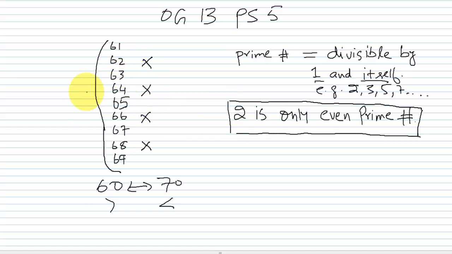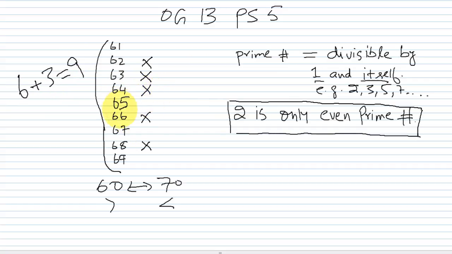We know that 3 will divide a number if the sum of the digits of that number is divisible by 3. For example, 63 has 2 digits. If I add 6 plus 3, we get 9. We know 9 is divisible by number 3. So this is also out of the list of prime numbers.